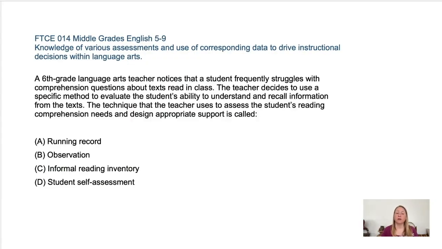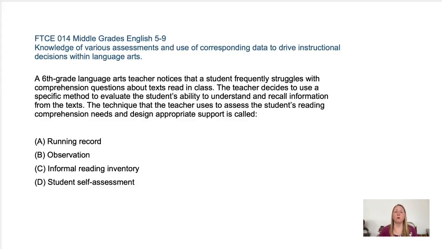A sixth grade language arts teacher notices that a student frequently struggles with comprehension questions about text read in class. The teacher decides to use a specific method to evaluate the student's ability to understand and recall information from the text. The technique that the teacher uses to assess the student's reading comprehension needs and design appropriate support is called A, running record, B, observation, C, informal reading inventory, or D, student self-assessment.